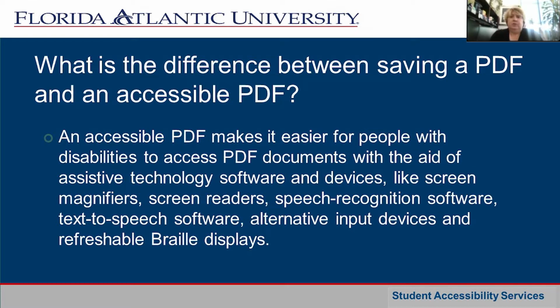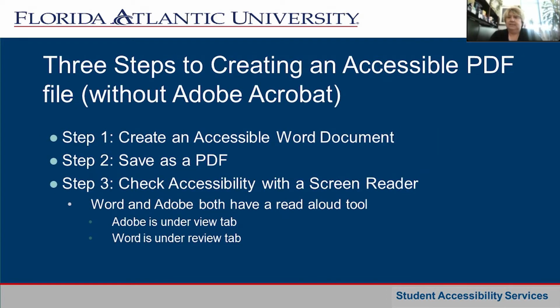So we just want to make sure that we have the correct accessible PDF when we're putting them, say, into our classes on Canvas. We want to make sure that they're accessible. So we've got 3 steps to create an accessible PDF. And you can actually do this with and without Adobe Acrobat on your computer, if you know that you have that capability in Word to do so.